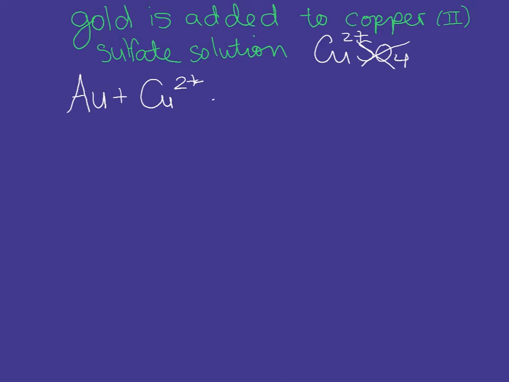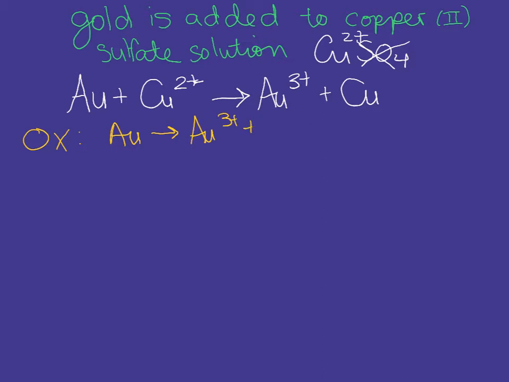And if this was to react, it would create gold 3+. And you would have to be given that information because we don't readily know that one. And then copper, the element. So let's see if this reacts. So in this case, it would be the gold, which would be getting oxidized. So it'd be Au losing 3 electrons. And if it's losing 3 electrons, we put them in the product.